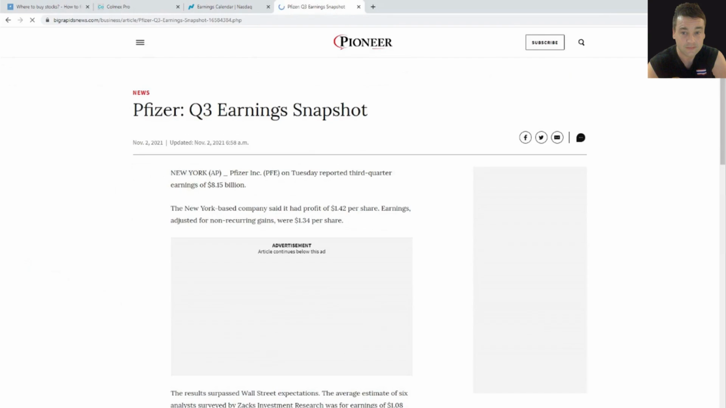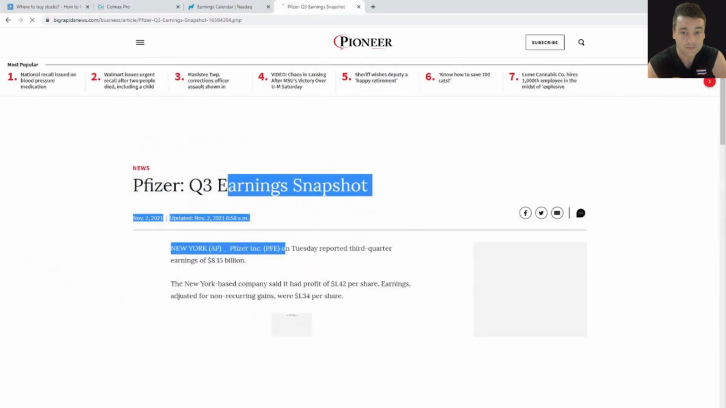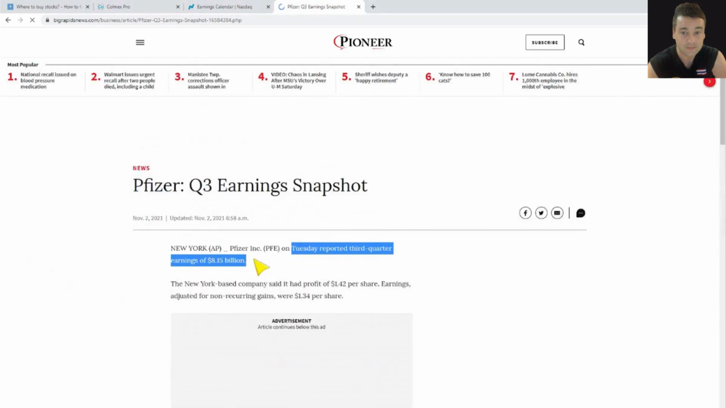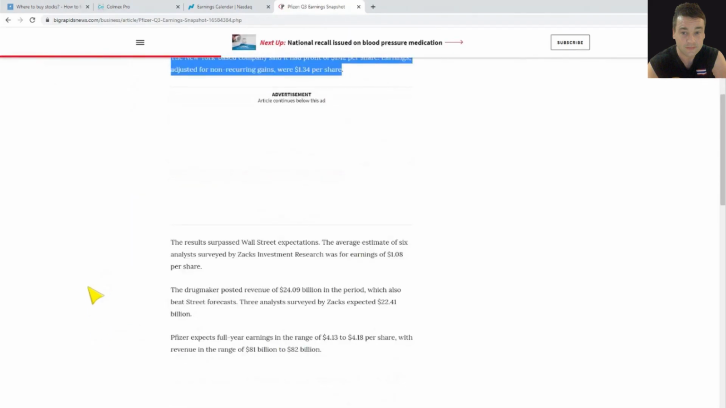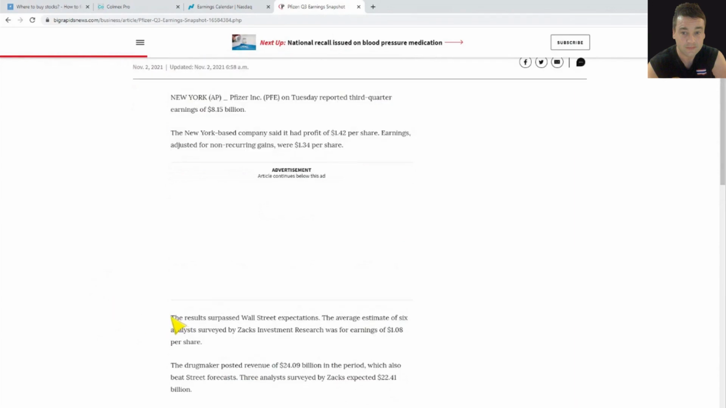Okay, so New York, Pfizer Inc. today is Tuesday, reported third quarter earnings of 815 billion. Okay, the New York-based company said it had profits of 142 dollars per share. Earnings adjusted were 134 per share. So we need to see what the analyst expectation was for these. Okay, so the results surpass Wall Street expectations.